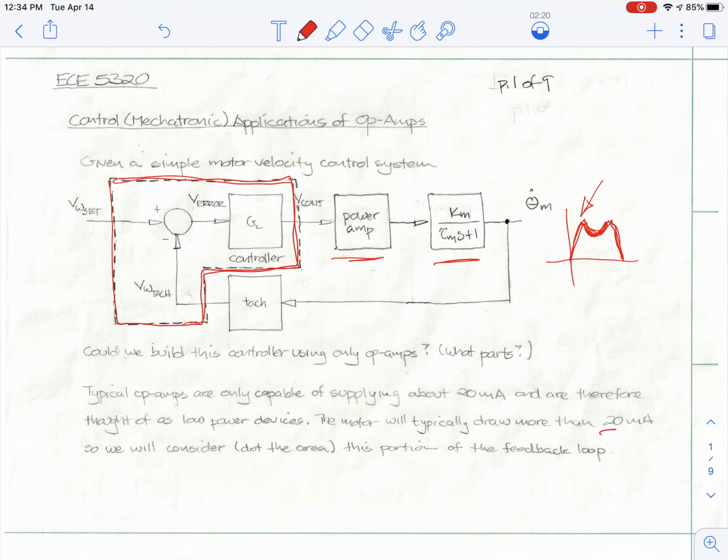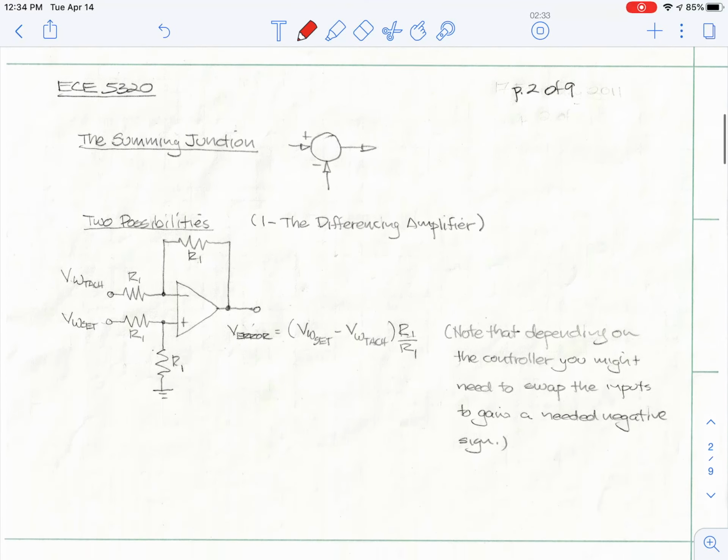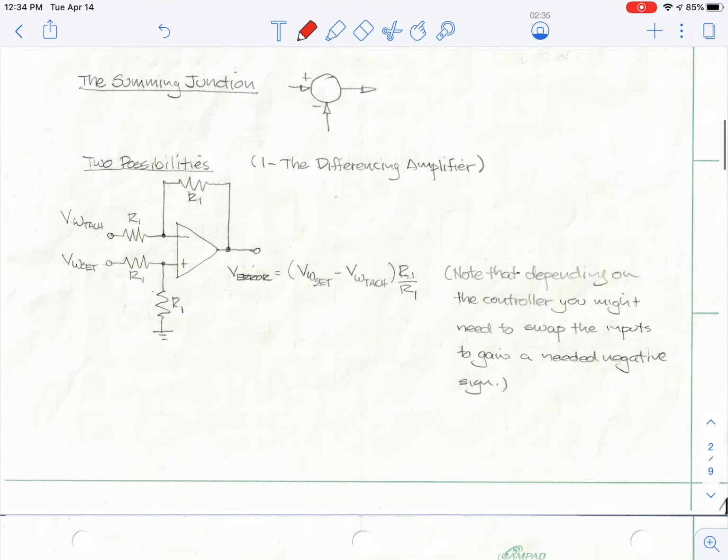So if I only have 20 milliamps out of an op amp, I've got to put a power amp in this, and all this does is it can literally have a voltage gain of 1, but it's capable of providing more power, and we've talked a little bit about that before. So I can build a summing junction with op amps. This is a differencing amplifier, and you'll notice that all of the resistors are the same.